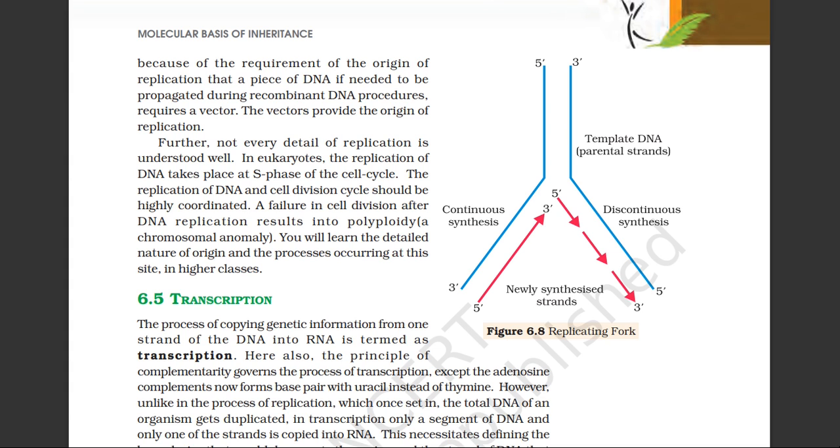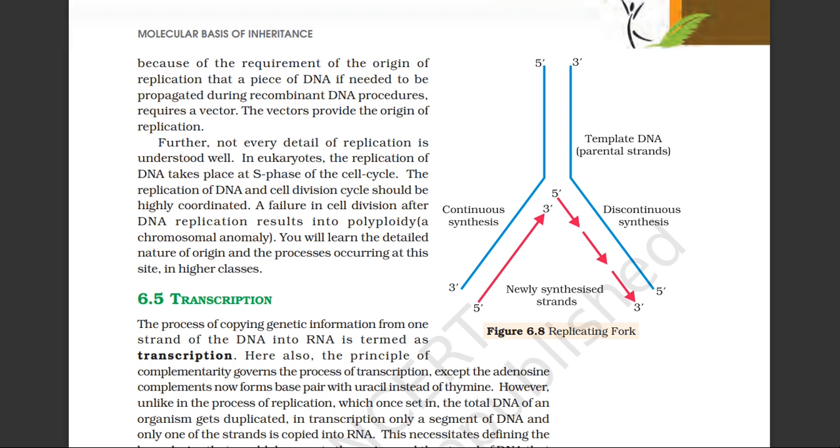Further, not every detail of replication is understood well. In eukaryotes, the replication of DNA takes place at the S phase of the cell cycle. The replication of DNA and cell division cycle should be highly coordinated. A failure in cell division after DNA replication results in polyploidy, a chromosomal anomaly. You will learn the detailed nature of origin and the processes occurring at this site in higher classes.